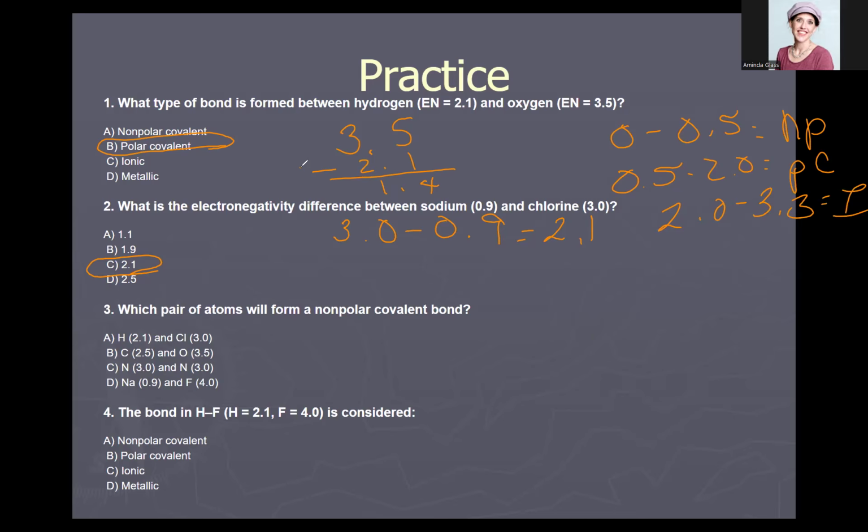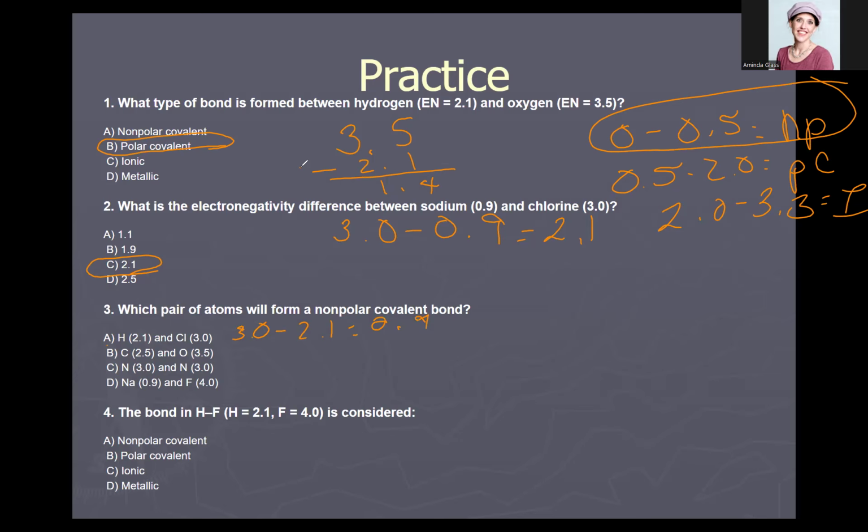Now, which pair of atoms will form a nonpolar covalent bond? So if we're looking for a nonpolar covalent bond, we want it to fall within 0 to 0.5. So if we look at A, that's 3.0 minus 2.1, and that gives us a 0.9. That's too high to be a nonpolar covalent bond.